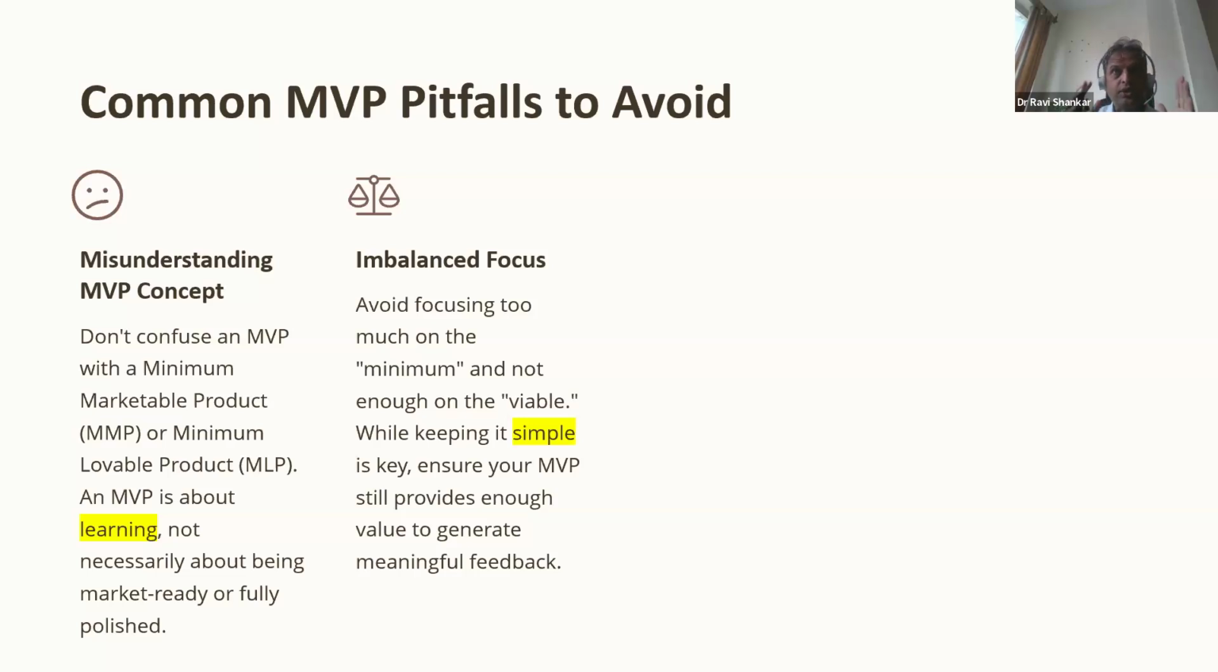There are no textbook rules or norms or a playbook which will tell you how to balance. The balance comes with the personality of the founder, the business problem you're solving, the industry that you are in, and the resources you have. But if you can keep it simple, and start small, think big. These two principles, keeping it simple and start small, think big, will help you achieve the balance between minimum and viable so that you can generate meaningful feedback. The idea is still learning and generating meaningful feedback.